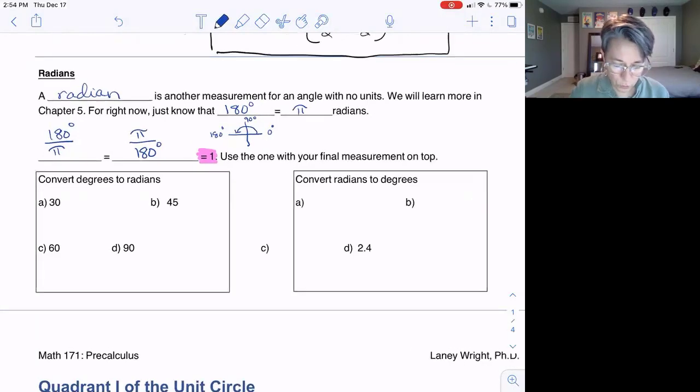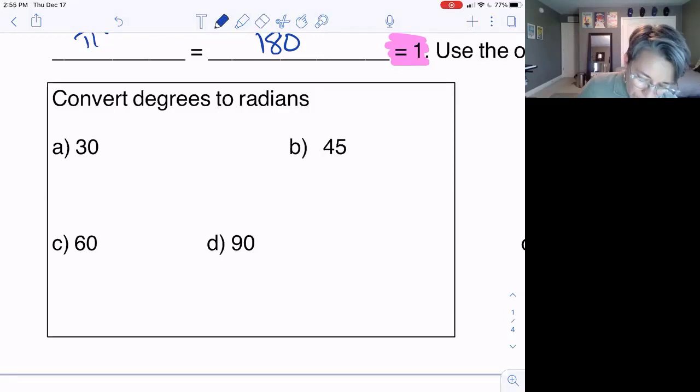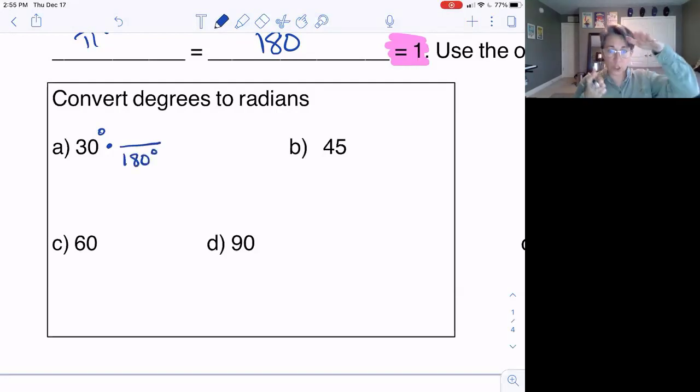So let's do some conversions. If we're converting these degrees to radians, so if we're converting 30 degrees, we're going to multiply by the fraction that has 180 degrees in the denominator so that the units of degrees would reduce, they would divide out, and I'm going to leave my pi on top. Well, 30 goes into 180 6 times. So 30 degrees is equivalent to pi over 6 radians.